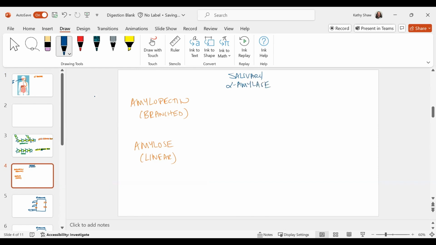And it's going to break these down into three things. So remember, I have the 1,4 bonds here and the 1,6. I have the alpha 1,4s here. So what I'm going to get is three things. I'm going to get maltose. My maltose is a disaccharide, 2 sugar units. So this one's my disaccharide.